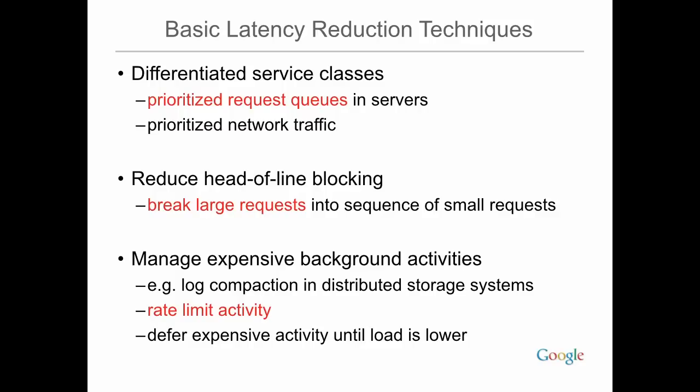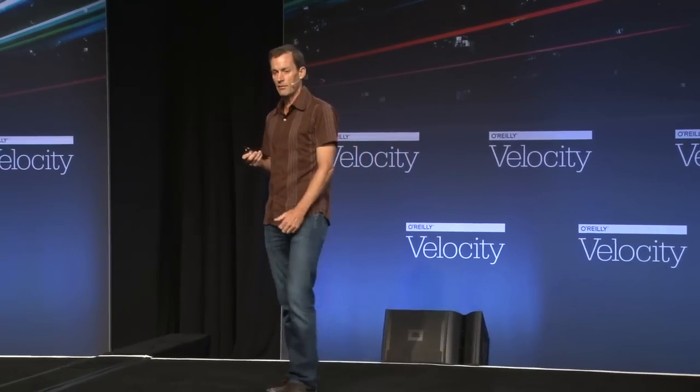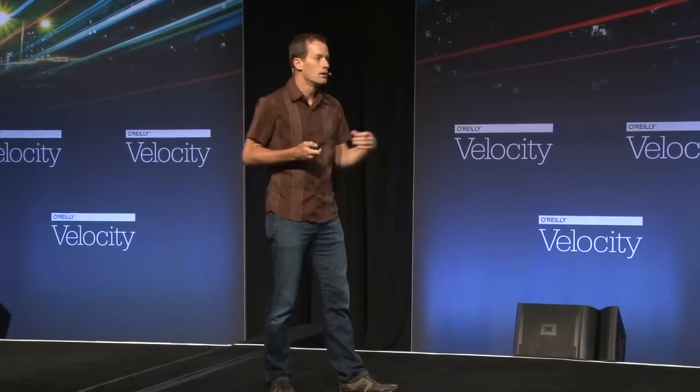One of the things you want to do is have differentiated service classes. If you have interactive requests and background requests, you really want to prioritize the interactive ones, and only do the background ones when you know you're not going to be affecting real users waiting for things. And the same thing with your network traffic. You want to prioritize traffic related to interactive requests much higher than any sort of background push activities or anything like that.